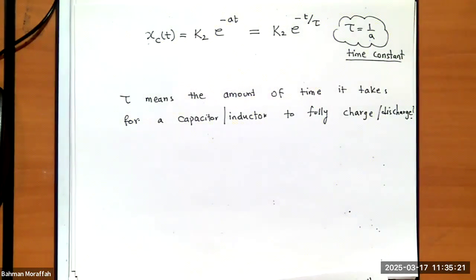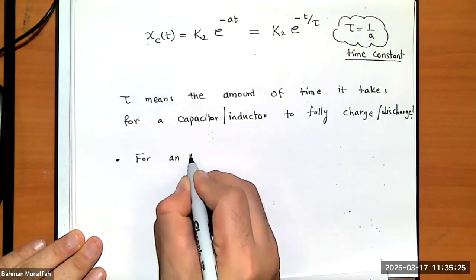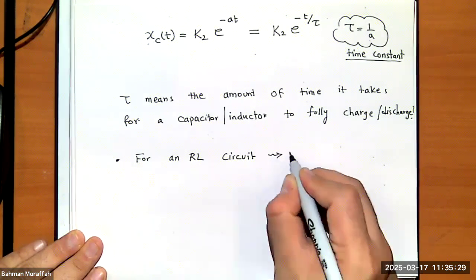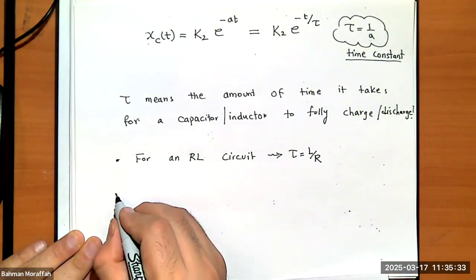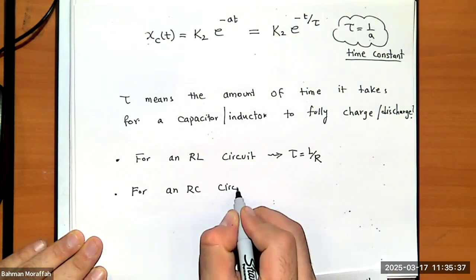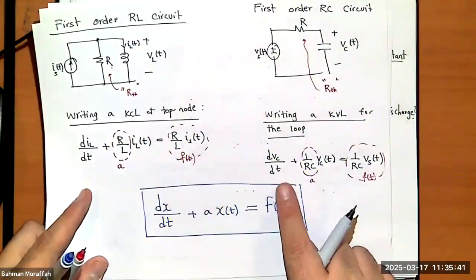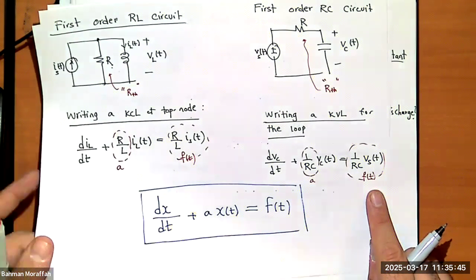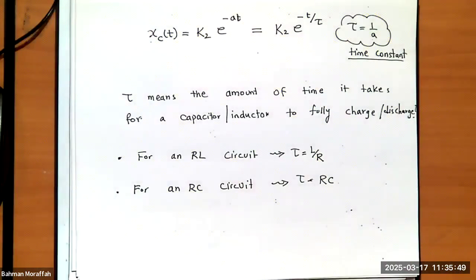So for an RL circuit, tau is L over R. How about for an RC circuit? What is the tau for an RC circuit? That's RC, right? It's 1 over a, which is RC.